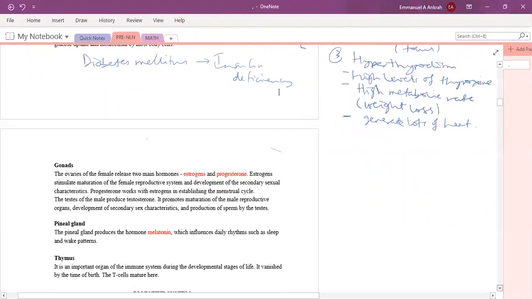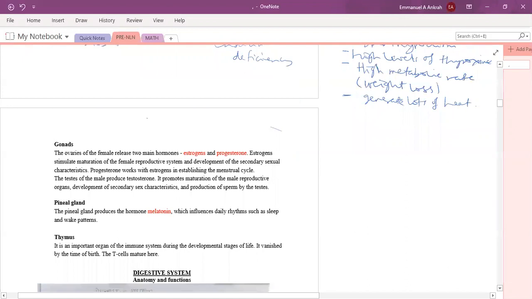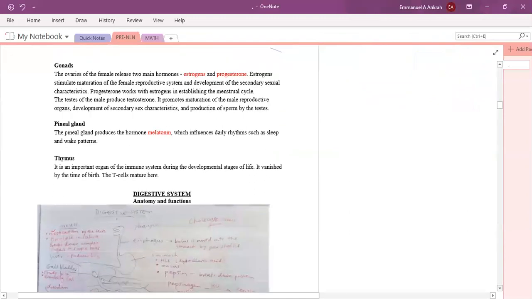And then the other hormone gland that I want to look at, the gonads. So the gonads, there's the ovaries in females and the testes in males. Two main hormones in the ovary, that's estrogen and progesterone. The estrogen stimulates maturation of the female reproductive system and development of the secondary sexual characteristics, while the progesterone works with estrogen in establishing the menstrual cycle.